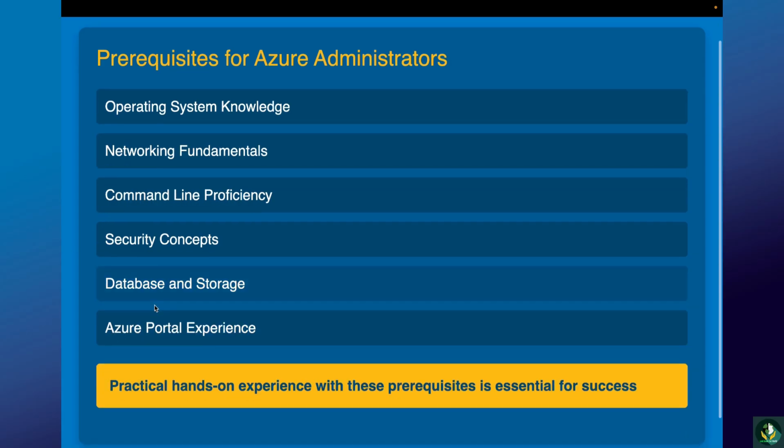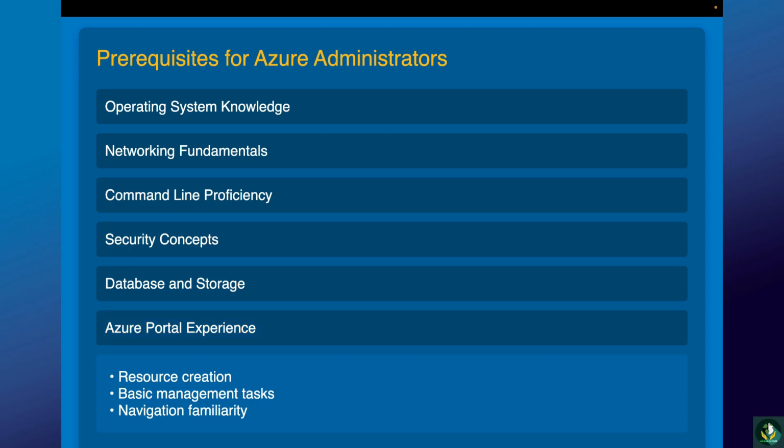Additionally, scripting and automation knowledge improves administrative efficiency. So understanding JSON format will help you with Azure Resource Manager templates. Similarly, basic scripting skills support procedure automation and configuration management.